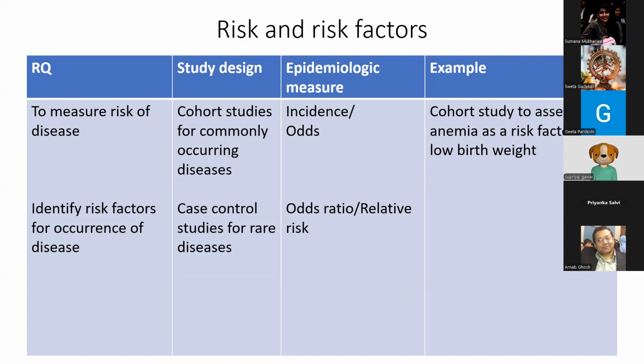So when you want to find out risk factors, you invariably have to make comparisons. And one of the ways to make the comparisons is to report differences. Another is to report ratios. So the commonest thing which is noted is reporting the ratios, either odds ratios or the risk ratios. An example of this kind of study will be cohort study to assess anemia as a risk factor for low birth weight children, babies.